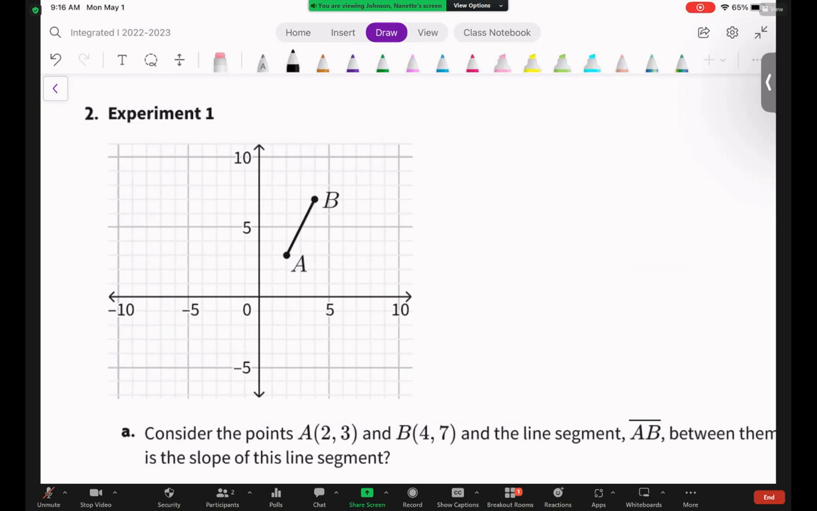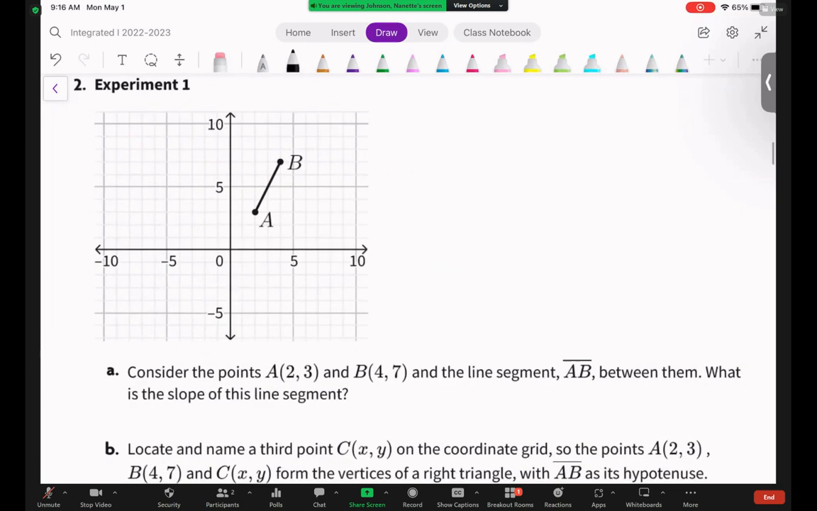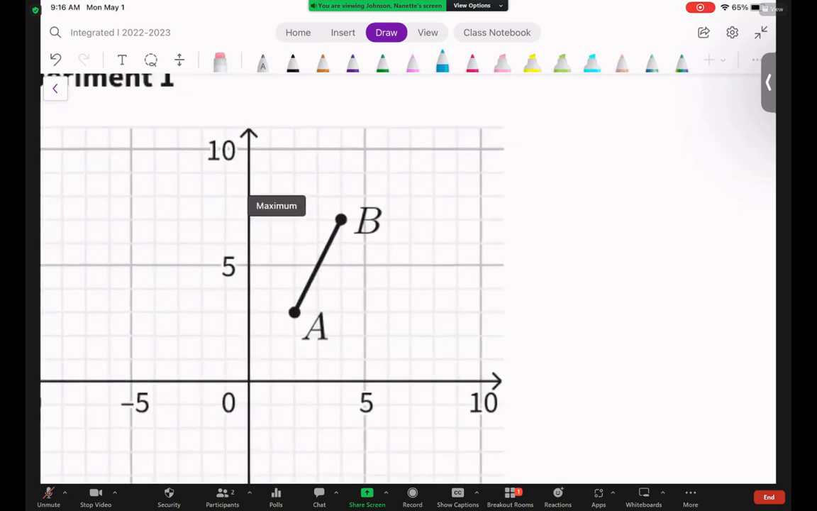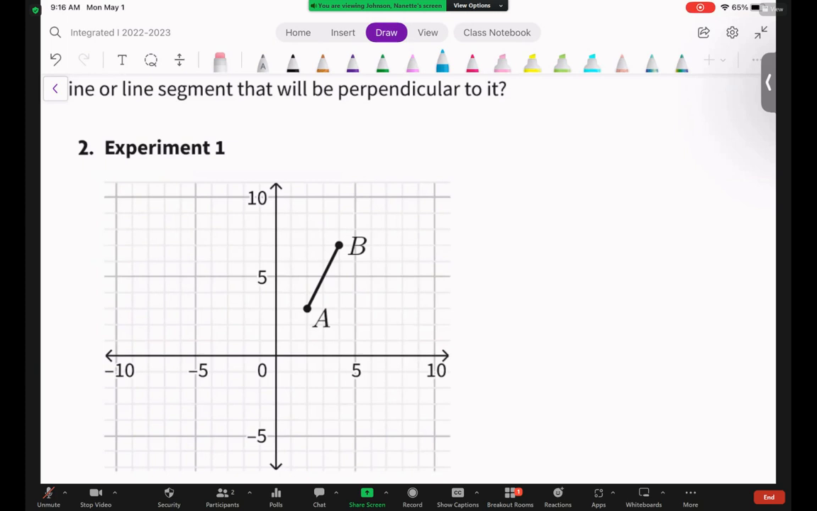It's (2, 3) and (4, 7). So consider the points (2, 3) and (4, 7), and the line segment AB between them. What is the slope of this line? Okay, so first they just want to know the slope. So that's something that you can do. Go ahead and figure out the slope of this line.